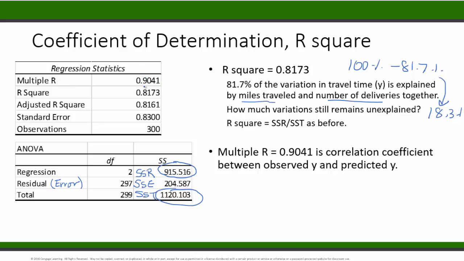What do you think this figure is? Oh, it says right here, it's a correlation coefficient between observed y and predicted y. Remember, in the simple regression, the r was the correlation coefficient between the y and the x variable. In a multiple regression, it's between y and y hat, which is the combination of the x variables.